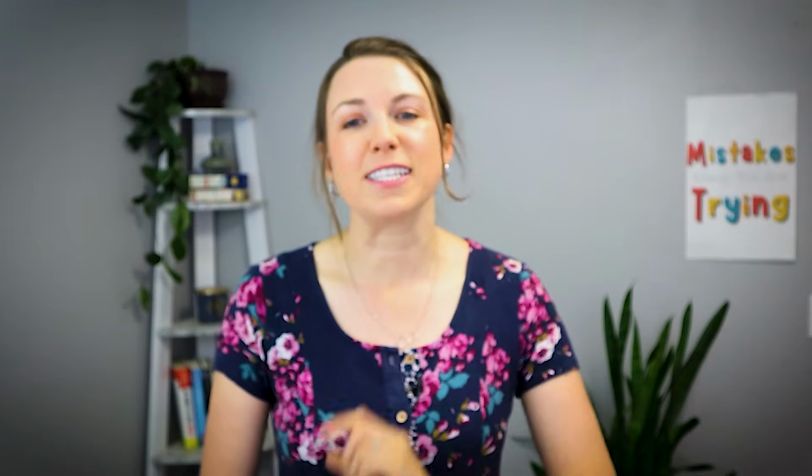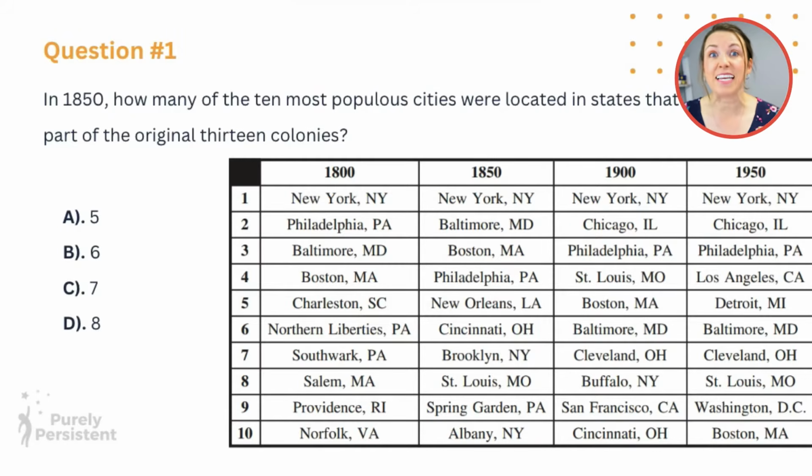So when I first did this question, I didn't read it thoroughly enough, and I was looking at 1800, not 1850, and I was counting on my fingers, and I was not getting the right answer. So it's really important to pay attention to those details. So here we're looking at 1850. Okay, so I have my 10 fingers. There are 10 cities. Let's just count which ones were part of the original 13 colonies.